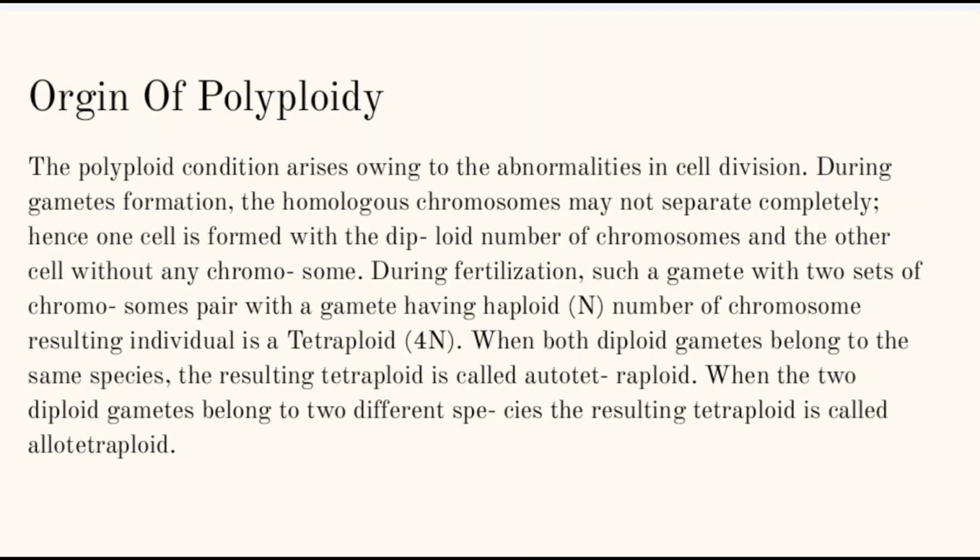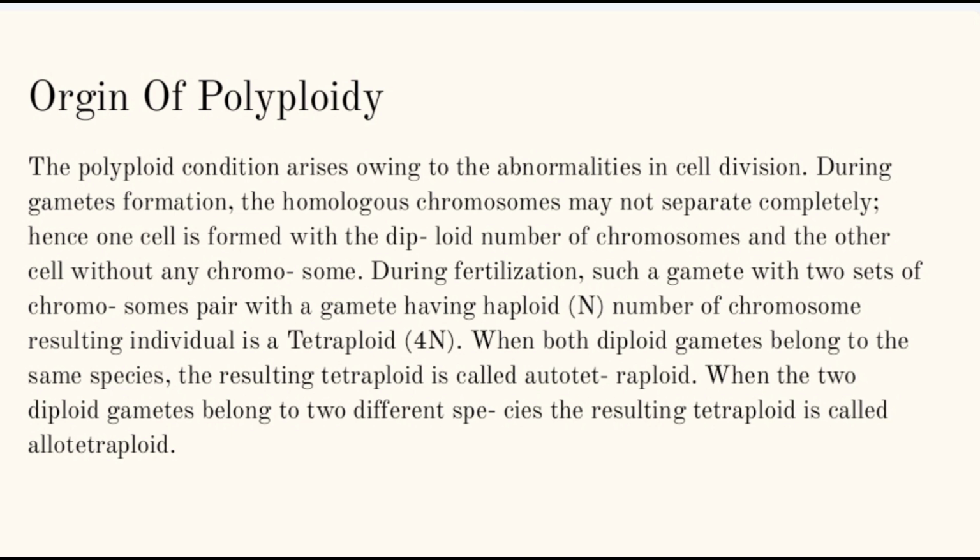Origin of polyploidy. The polyploidy condition arises owing to abnormalities in cell division. During gamete formation, the homologous chromosomes may not separate completely. Hence, one cell is formed with diploid number of chromosomes and the other cell without chromosomes. During fertilization, such a gamete with two sets of chromosomes pairs with the gamete having haploid n number of chromosomes. The resulting individual is a tetraploid 4n.